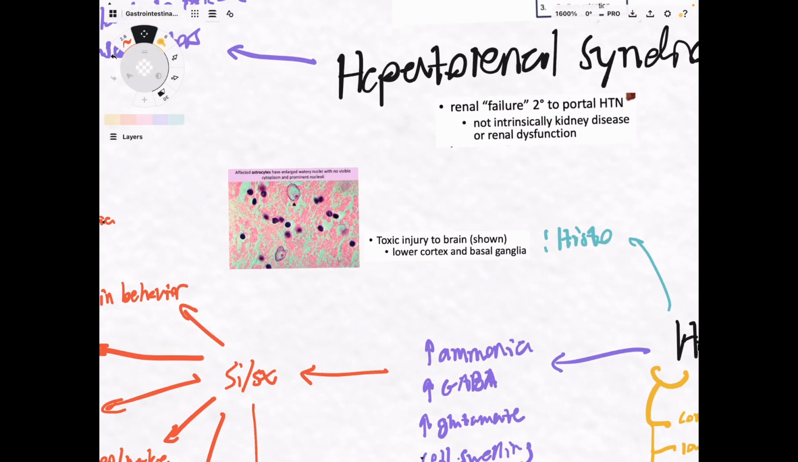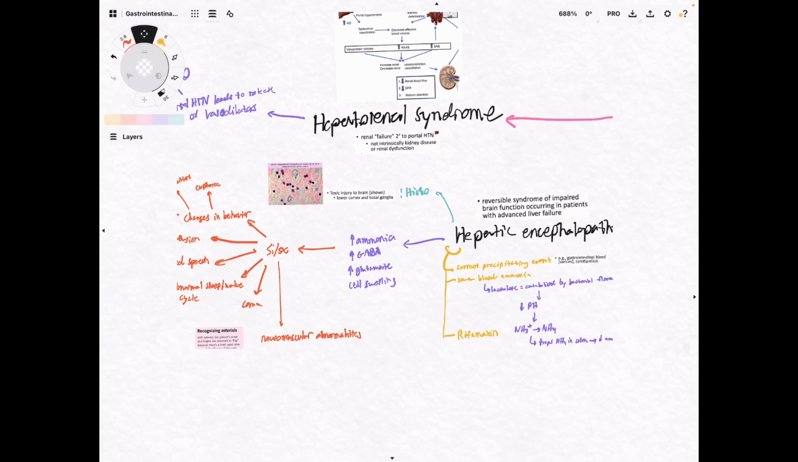Looking at the histo of this, you can see some astrocytes, which have enlarged watery nuclei with no visible cytoplasm and prominent nucleoli. All right, so some astrocytes here, some here, just affected by the ammonia.